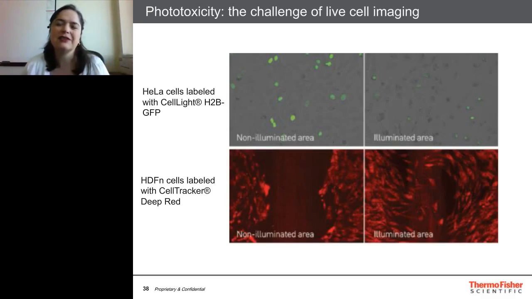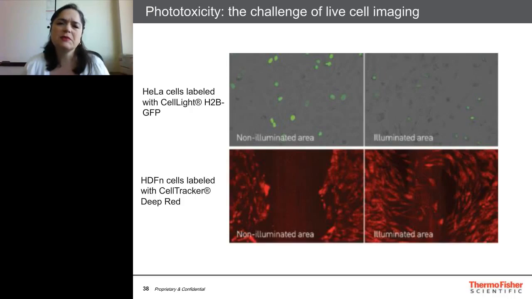The cells are really unhealthy looking. The membranes look terrible. Probably if you had a dead cell indicator in there, it would be screaming red because those cells have all died. And what you see in the non-illuminated area is that you have a nice bright green fluorescent signal from your GFP labeled nuclei, and the cells are happy and thriving.